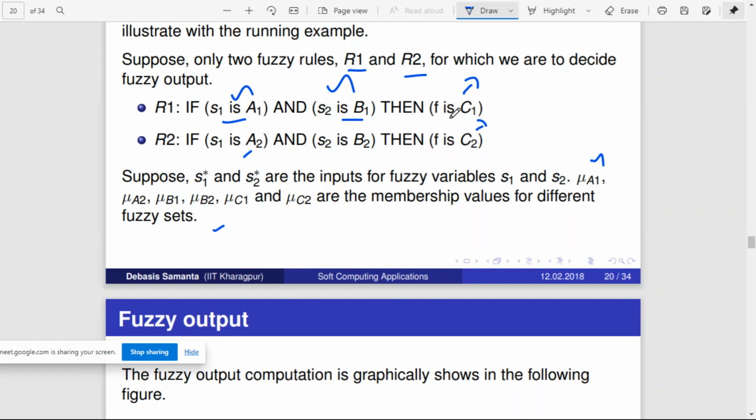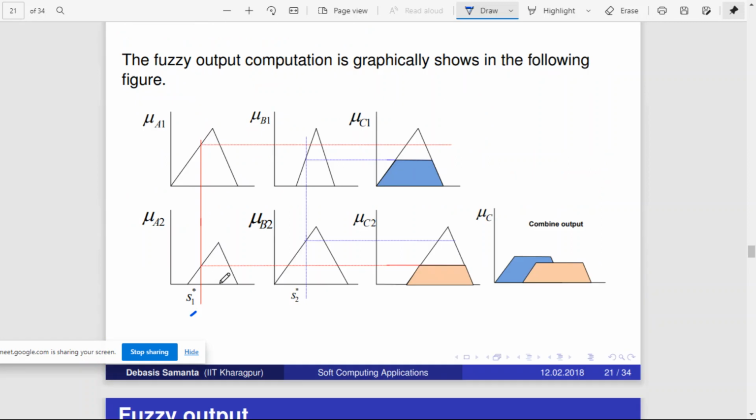Okay. So let us assume the input is S1 star. There are two inputs, one for the first variable, that is S1, and another one for S2. So S1 and S2 are coming in both the rules. So the input for S1 is S1 star, and the input for S2 is S2 star.